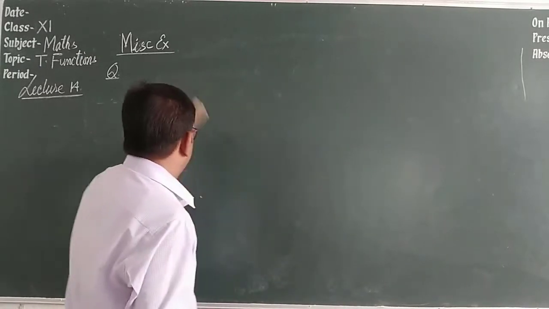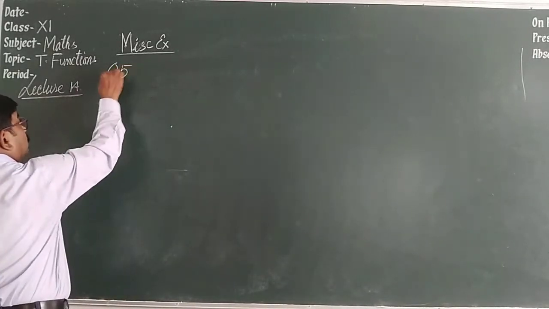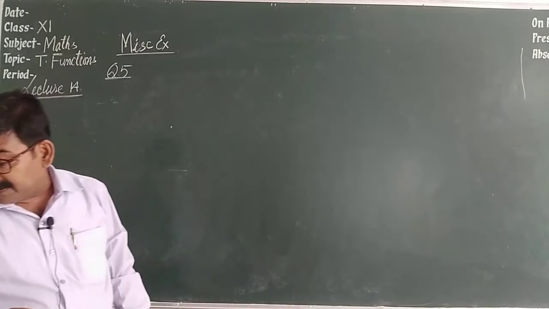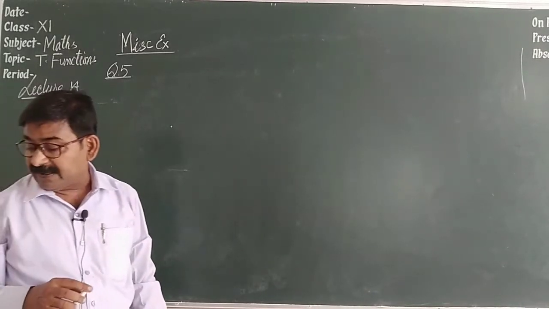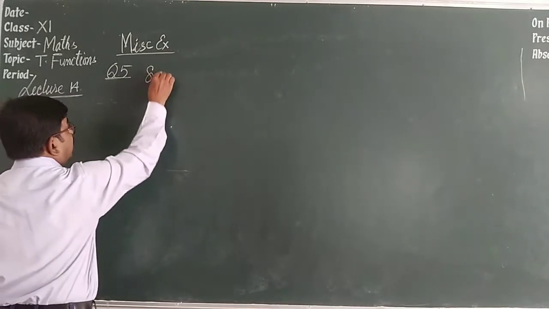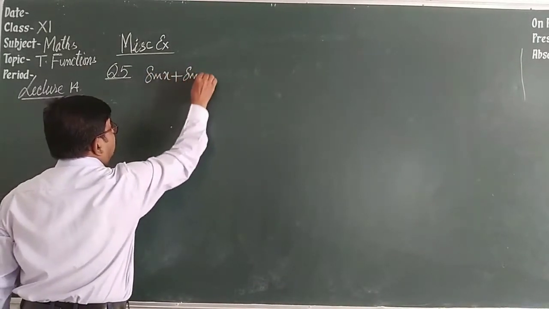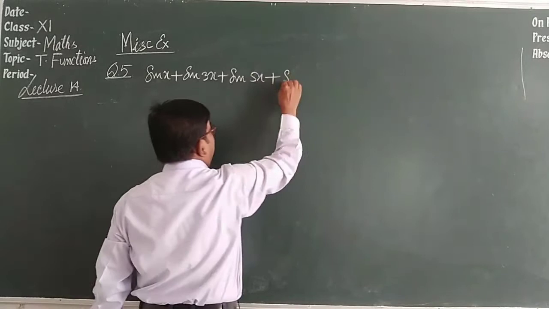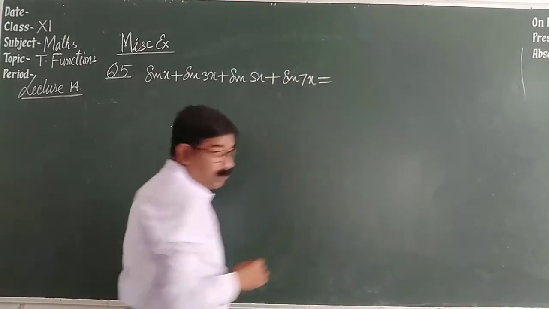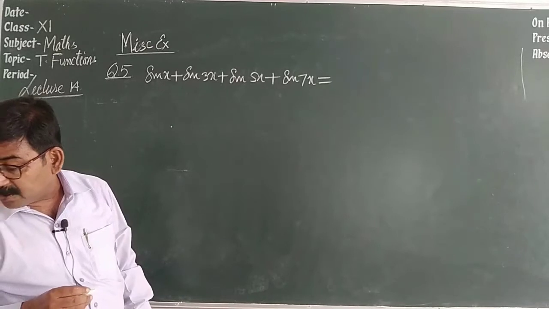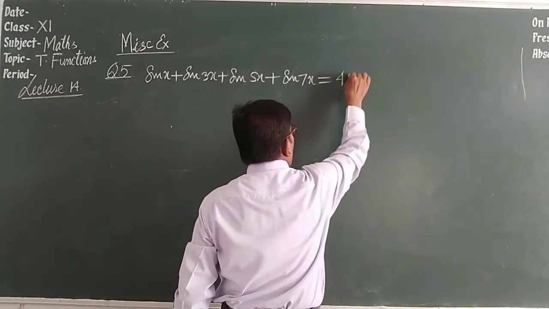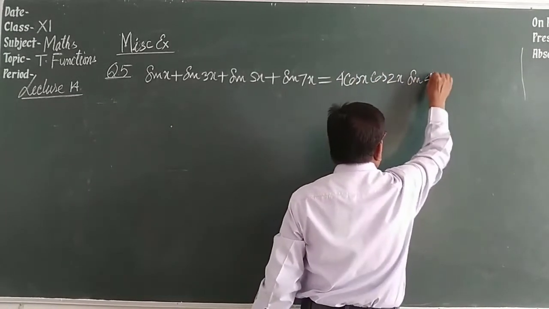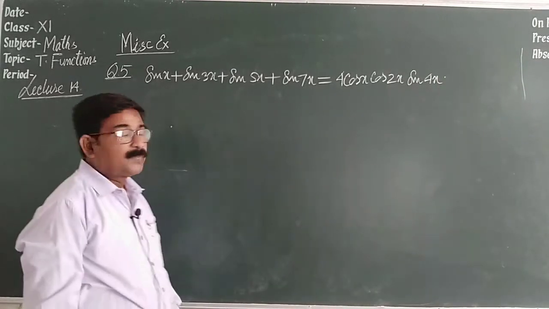Now let's see question number 5. The question is sin x plus sin 3x plus sin 5x plus sin 7x, which is equal to, we need to show, 4 cos x cos 2x sin 4x. Got it? Very simple.